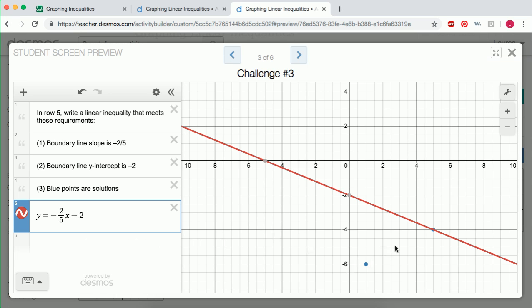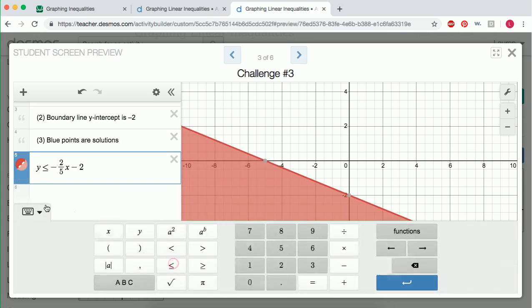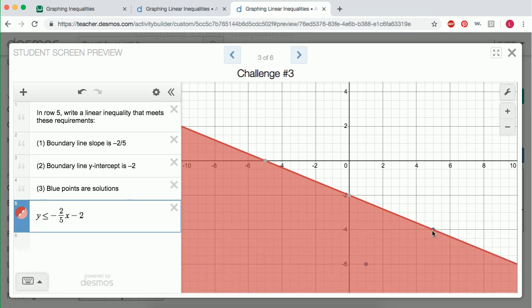Now we want the blue points to be solutions, right? Well, one of the points goes through the line, so we know it either has to be greater than or equal to or less than or equal to. And the other blue point is below the line, so it looks like it's going to be less than or equal to. Let's see. Yep, both blue points are solutions.